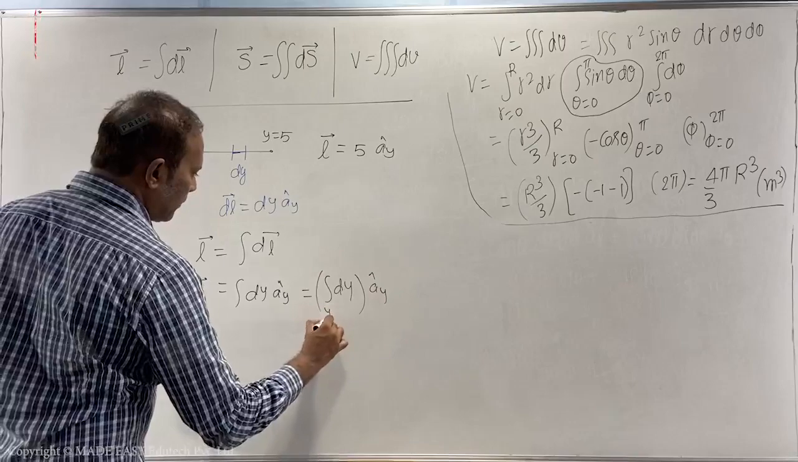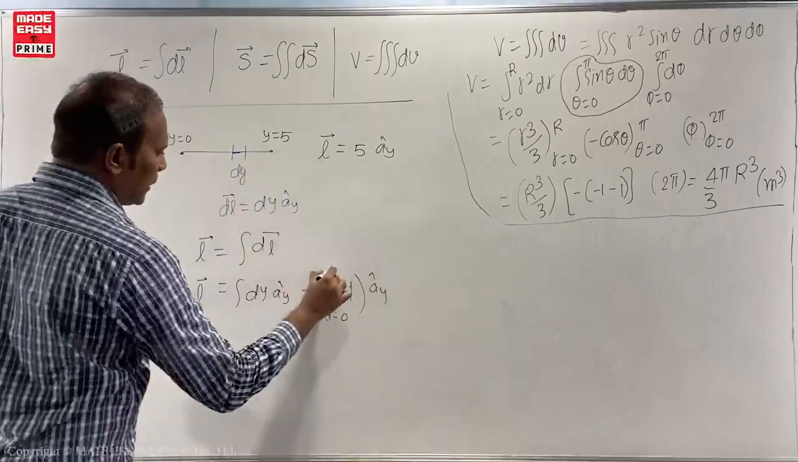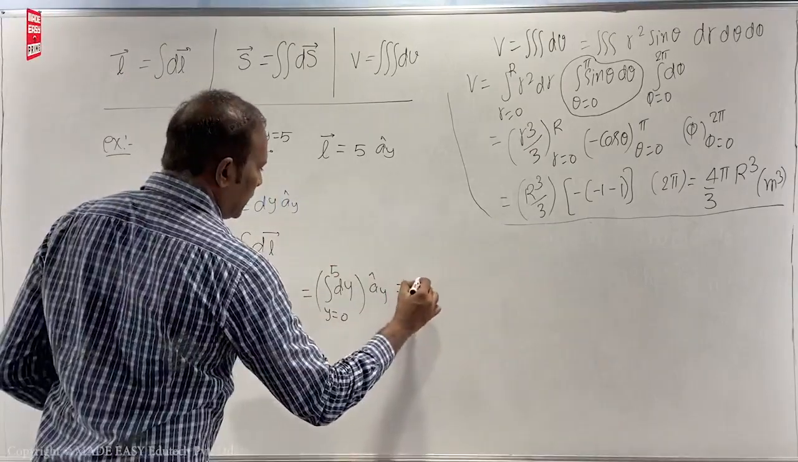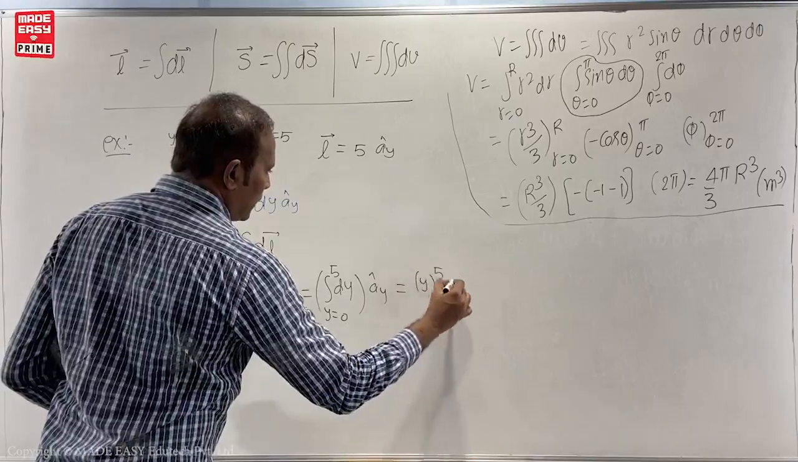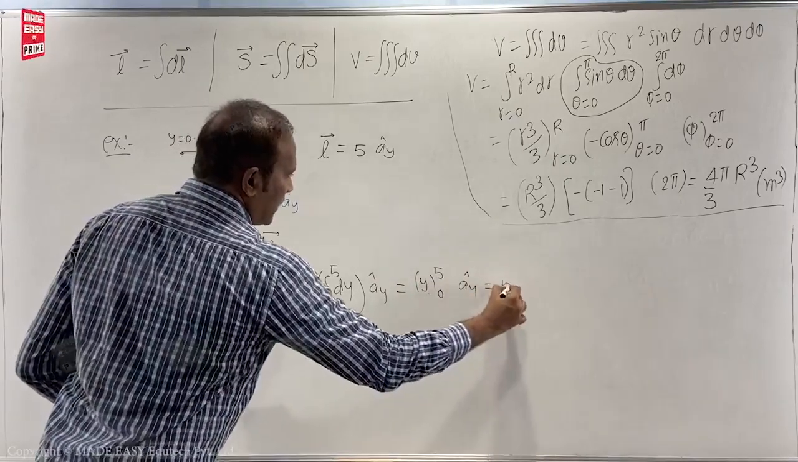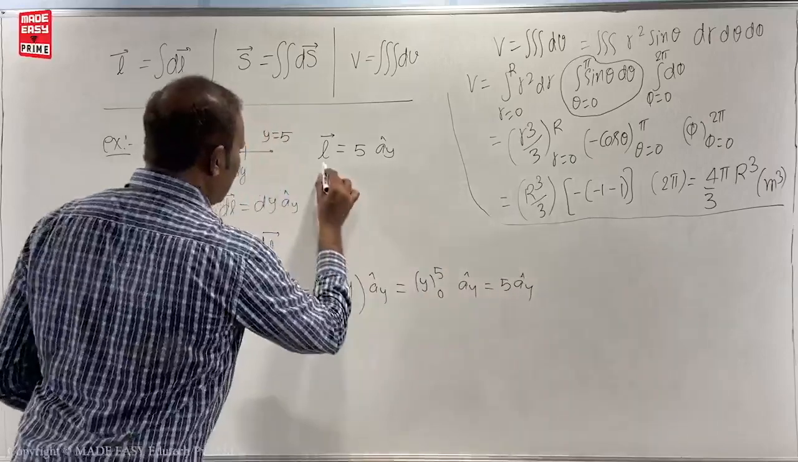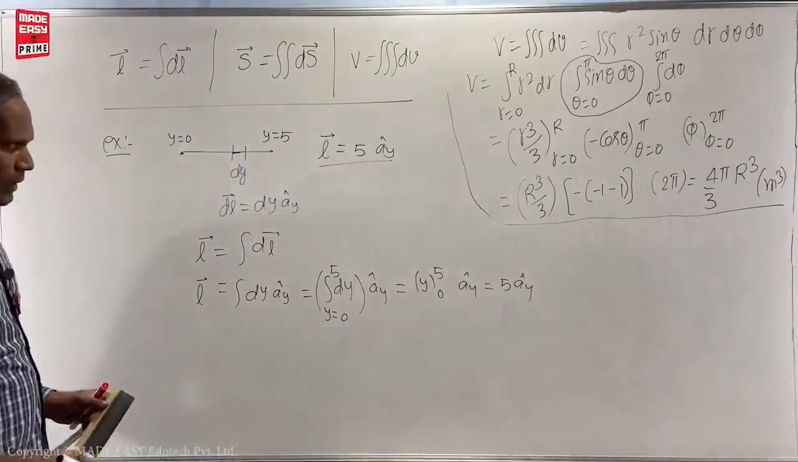So y varies from 0 to 5 here. So you get y from 0 to 5 ay. Then 5 minus 0 is 5 ay. You get this length vector. That's what I was telling.